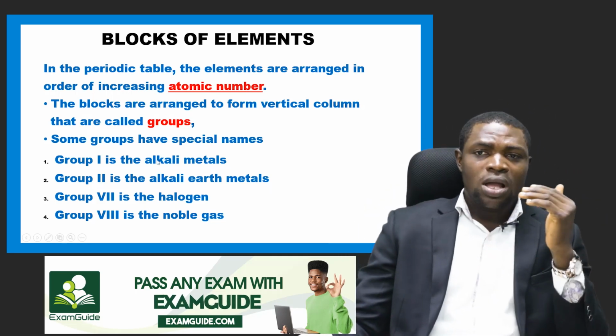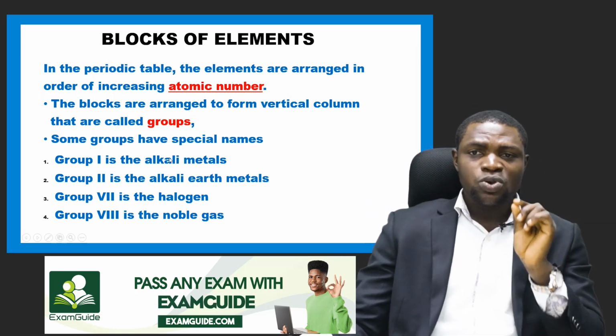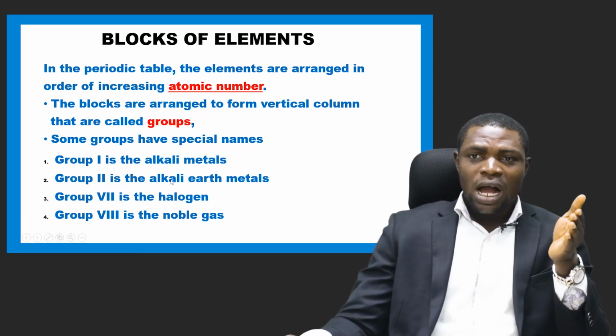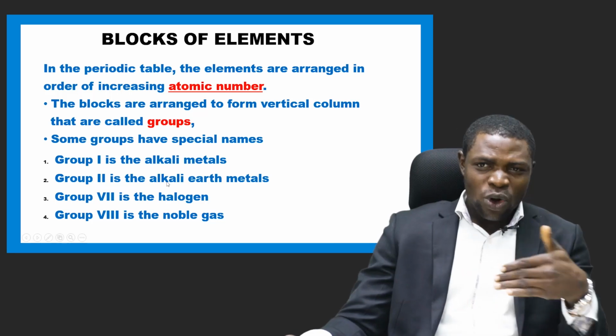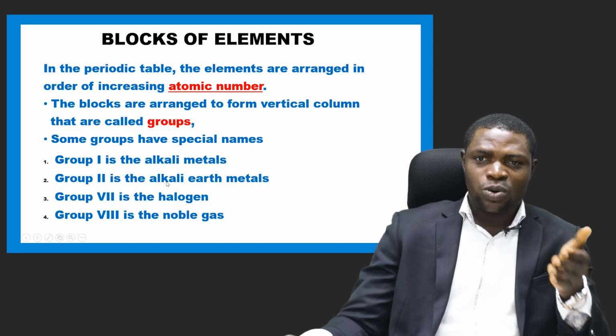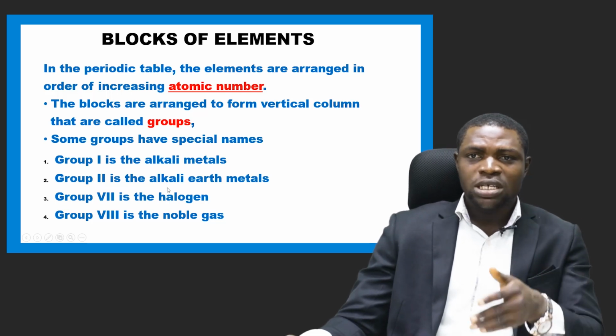Now, all these are stratified. Group 1 are called alkali metals. Group 2 are called alkaline earth metals. Group 3 are the metalloids. Go like that. When you reach group 6, non-metals. Group 7, the halogens, and group 8, the noble gases.